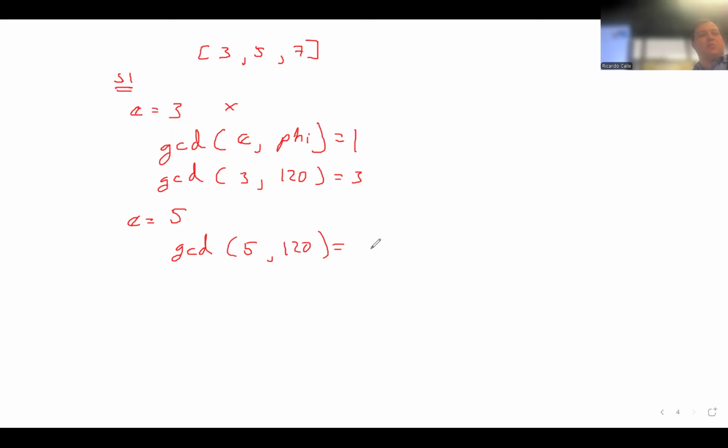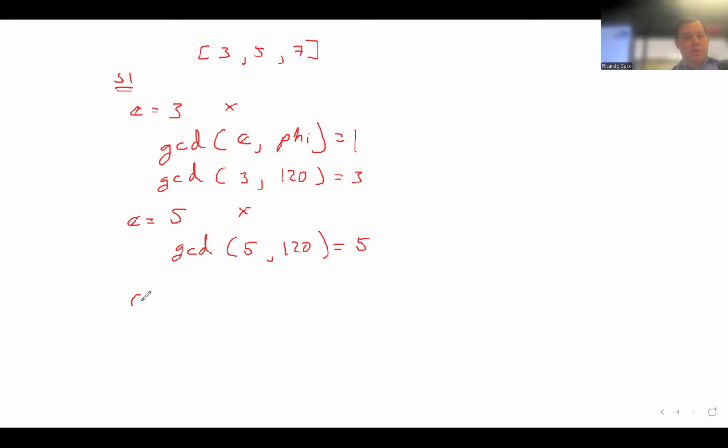So what is the largest positive integer that divides each of two integers? 5. Very good. So once again, does it meet the condition of being equal to 1? No. So this would be a bad E for this encryption. So it's also rejected. Do you guys see that? And then you repeat the process again.